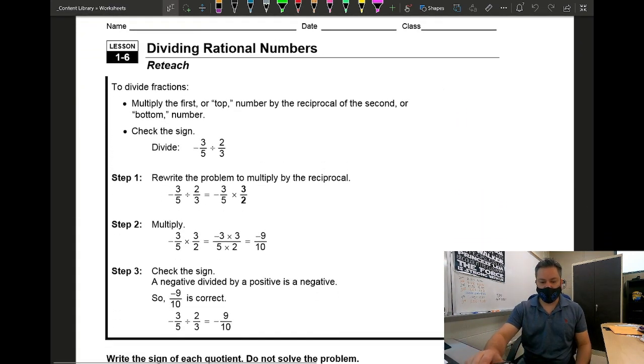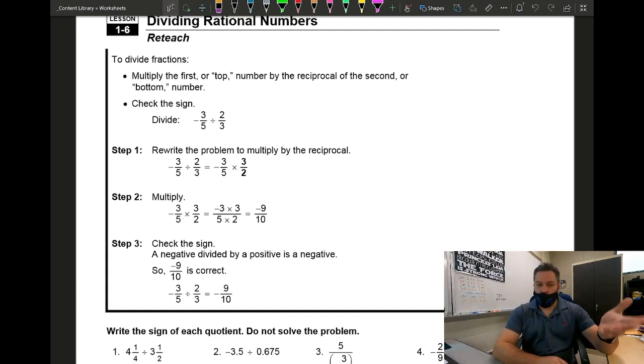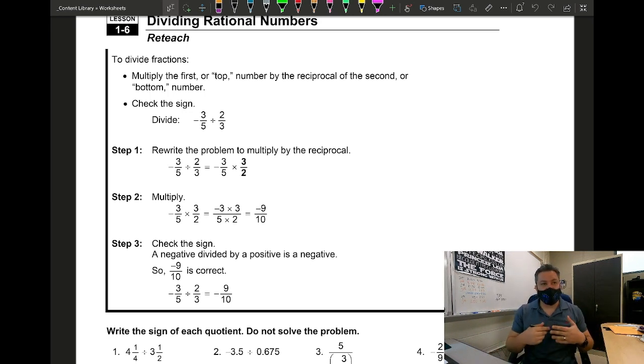So, dividing rational numbers. The most difficult part of dividing rational numbers is when we're dealing with fractions. A lot of people struggle with dividing fractions, and that should not be the case. And today, I'm here to help you with that. So, over here, we have just a step-by-step, but I'm just gonna make it a little bit faster because we don't need all that extra stuff.